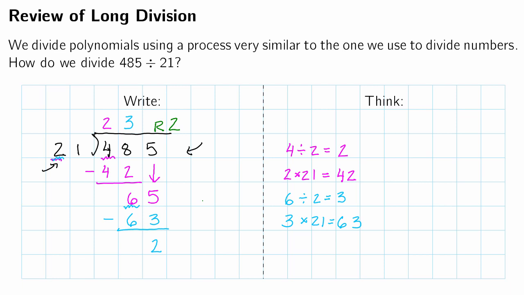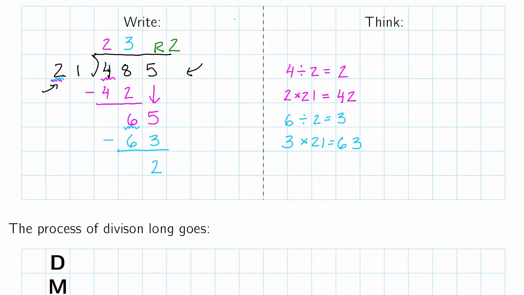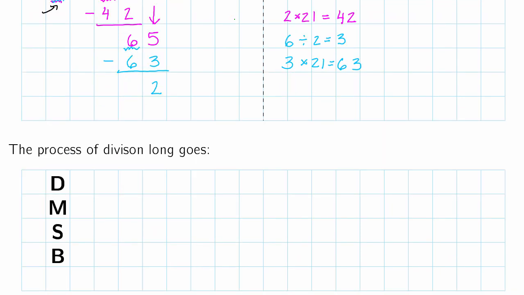So that's the basic process of long division for numbers. And there are things that can go wrong with numbers that we're not going to go into because it turns out they don't go wrong with polynomials. The basic process is first we divide into just enough digits.